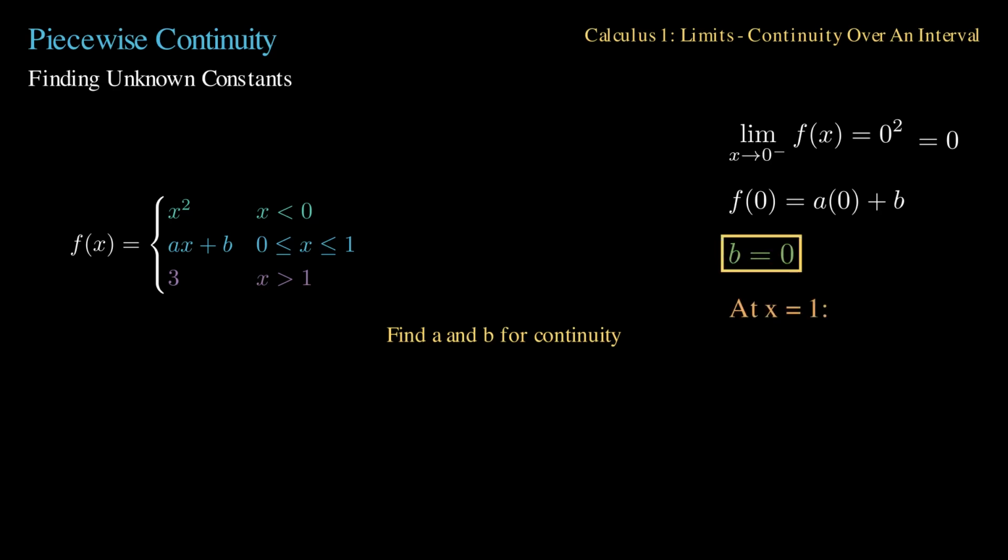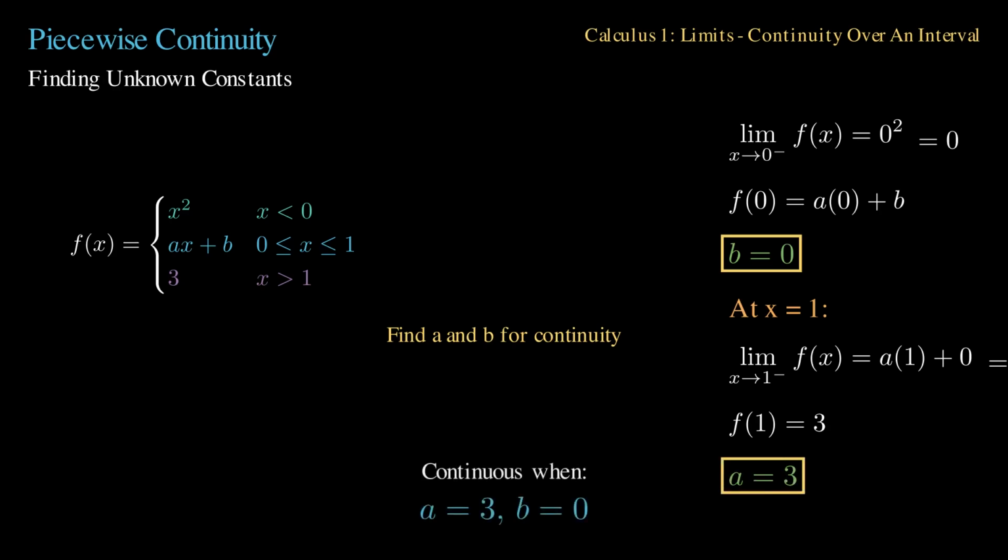At x equals 1, limit as x approaches 1 from the left is a times 1 plus 0. This simplifies to a. The function value at x equals 1 is 3. Thus, we set them equal. So, a equals 3. To be continuous, we need a equals 3 and b equals 0.